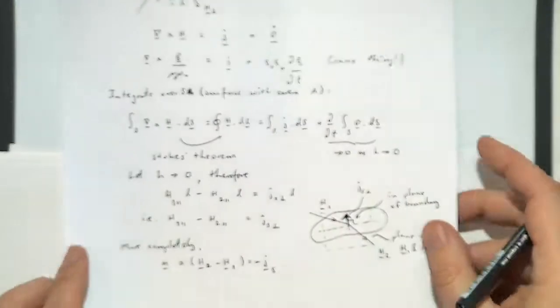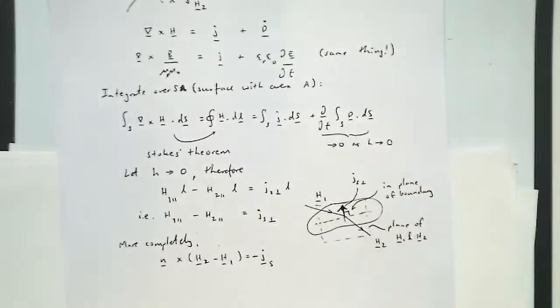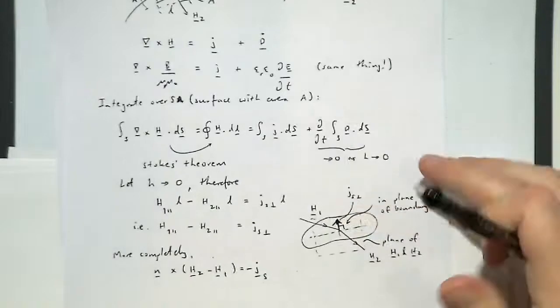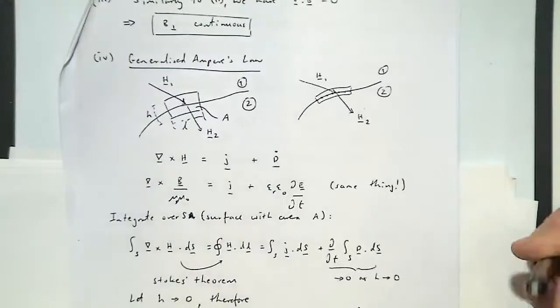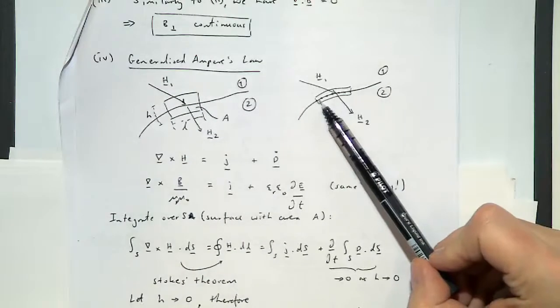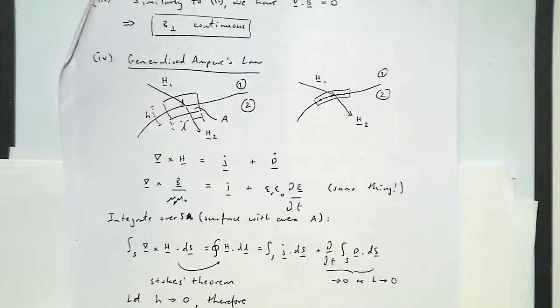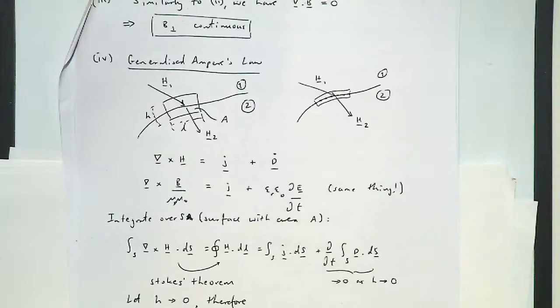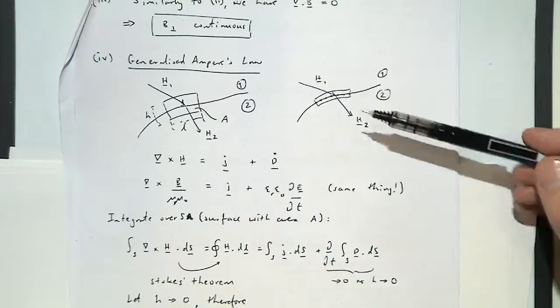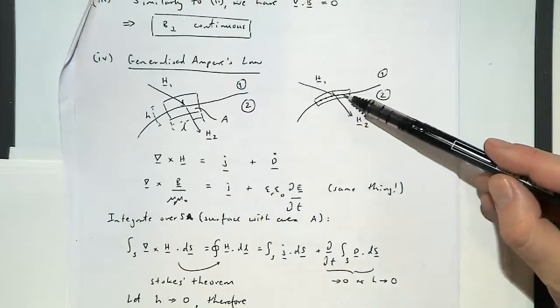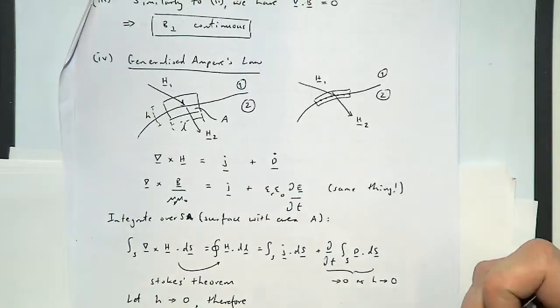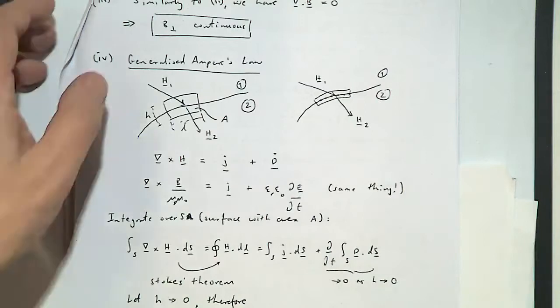Now there is something that we need to remark on before we finish today. We notice that this is a surface current. So we're saying that if there is going to be a difference in the magnetic field from medium 1 to medium 2, it's produced by there being a current on the surface between those two media. And that's an important thing to note.